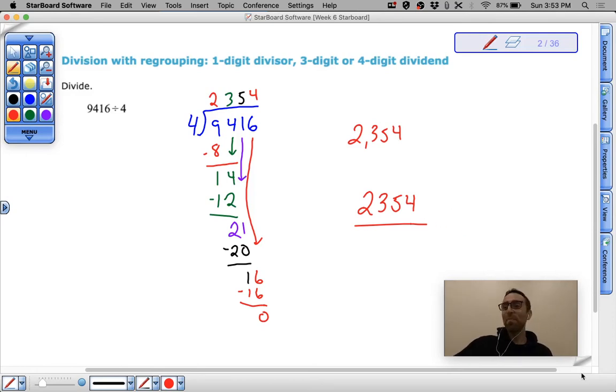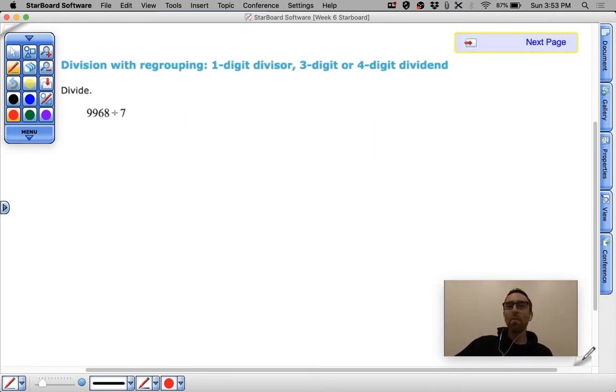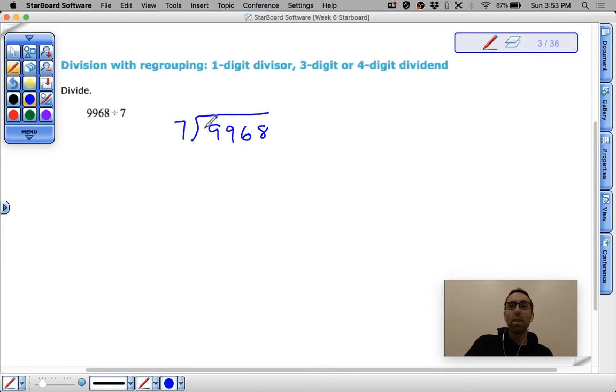I like that one. So next problem, very similar. Now we're working with 7 going into 9,968. So when I do that, I'm going to rewrite this as 7 going into 9,968. So the first digit I want to see here, if this goes into, is this working this time? Still no.